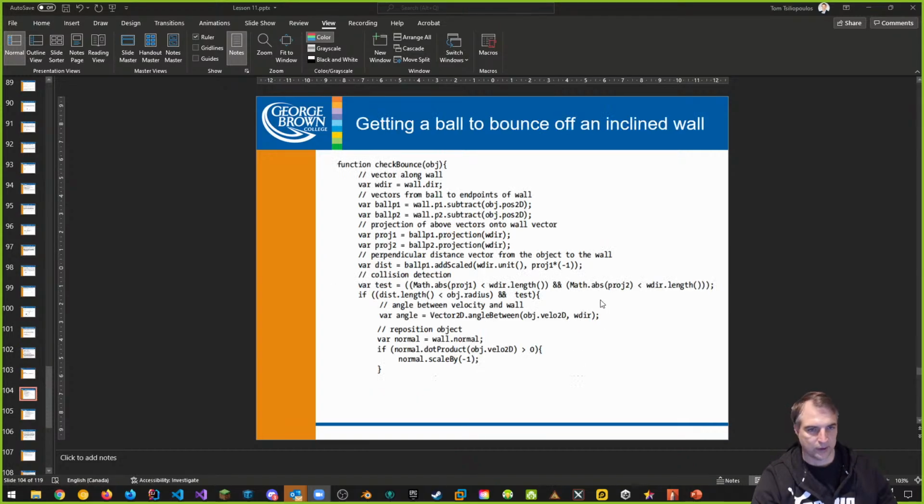So here's an example of a ball with some pseudocode, a ball bouncing off an incline wall, and I've given some code here that you can use in your examples to bounce off any wall. Again, what's the vector along the wall? You want to find the wall direction itself. Then you want to find ball P1 and P2, which are just endpoints of the wall. And then you want to do projections of the above vectors onto the wall vector. You want to calculate the perpendicular distance vector from the object to the wall.